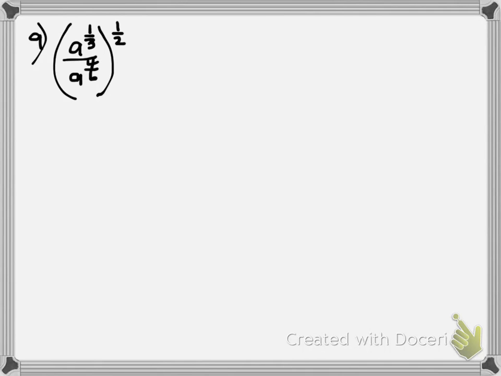So if I'm dividing monomials and their bases are the same, what do I do with the exponents? I subtract them. So the first one in front minus the second one. I'm not going to do anything with that 1/2 power till I get down to one exponent only in the numerator.